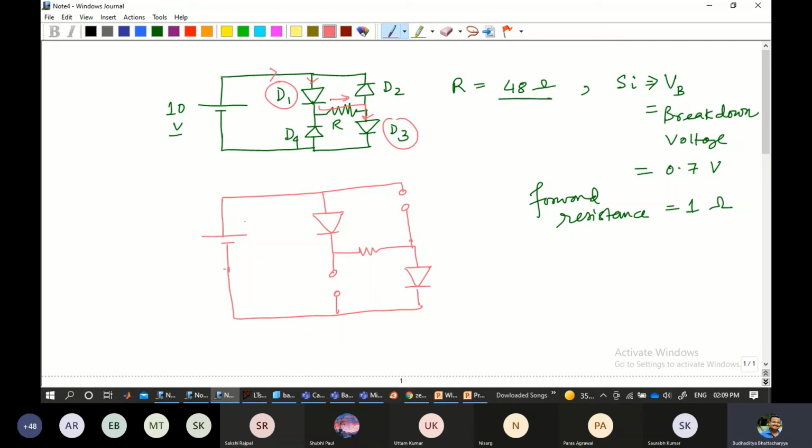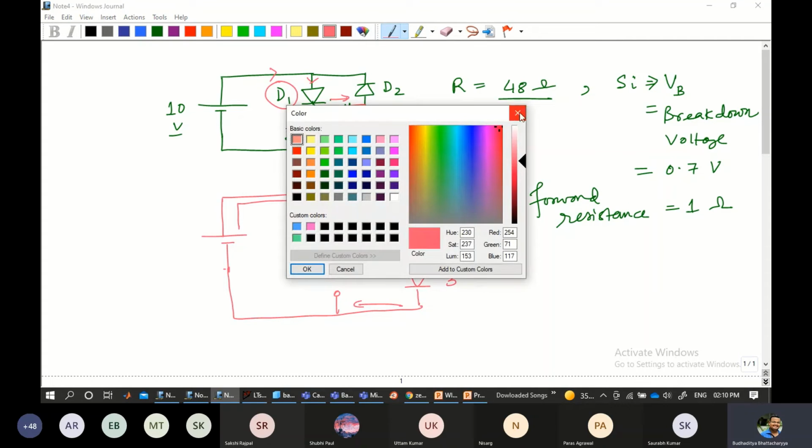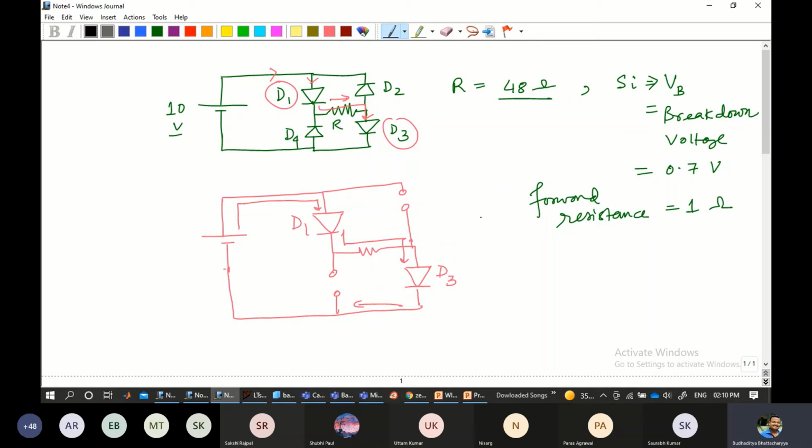So ideally, this is positive, so the supply is positive and the current flows in this particular direction. So D1 and D3 are active diodes, whereas D2 and D4 are inactive diodes because they are in reverse bias condition. Please take this into account while calculating this sort of question.